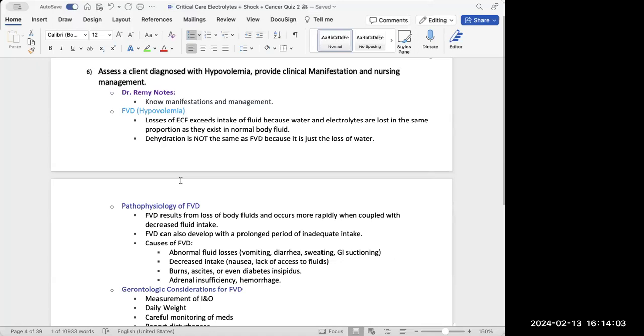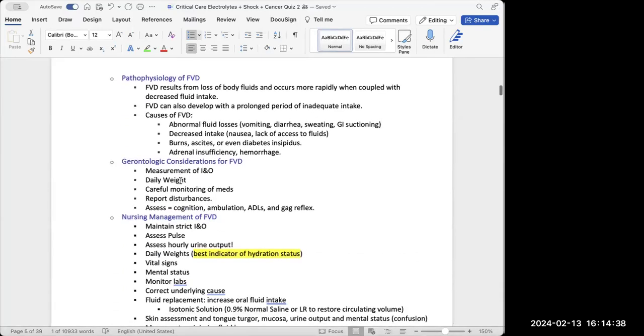So the next thing is hypovolemia, and its clinical manifestations and nursing management. How do we assess a patient who has hypovolemia? Hypovolemia can also be called fluid volume deficit. The terms are interchangeable, but it's not dehydration. Dehydration is just a loss of water, whereas hypovolemia is a loss of fluids, water, and electrolytes. So we can be losing a lot of things. It's not just water like in dehydration, but it can lead to dehydration.